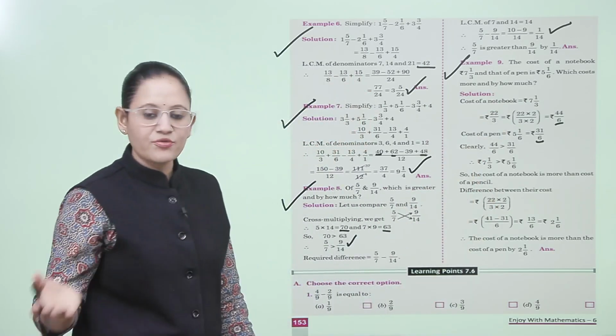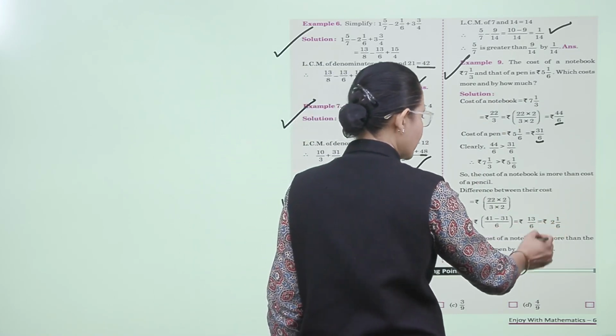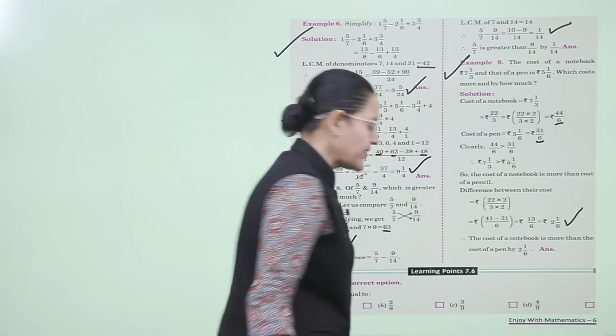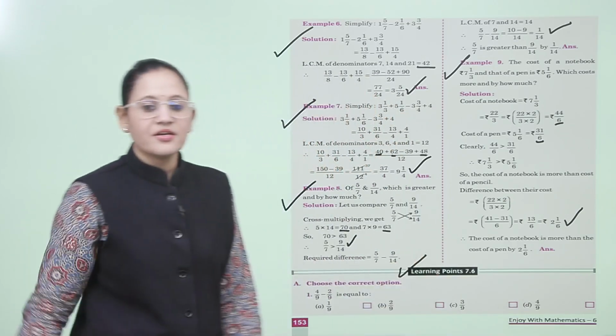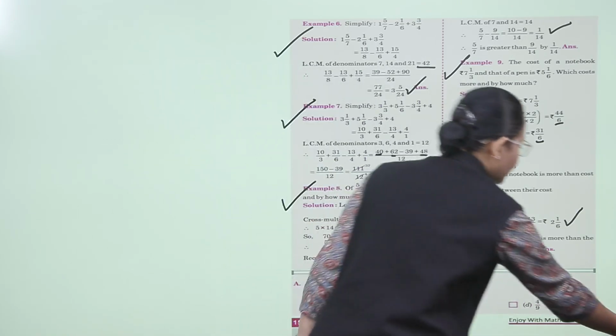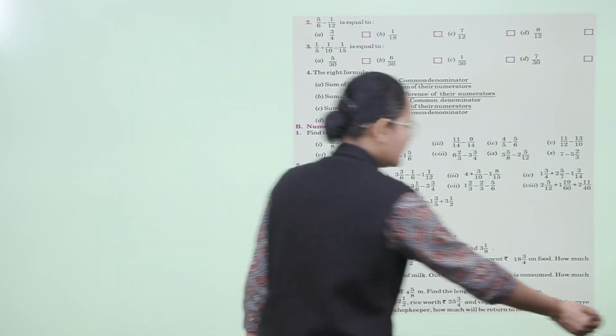Clear? And now we have to find the difference. The same way we can find the difference, that is 13 by 6, or 2 1 by 6. Clear? Next is learning point 7 by 6. So you have to practice all the questions given in this exercise. Practice all the questions given here.